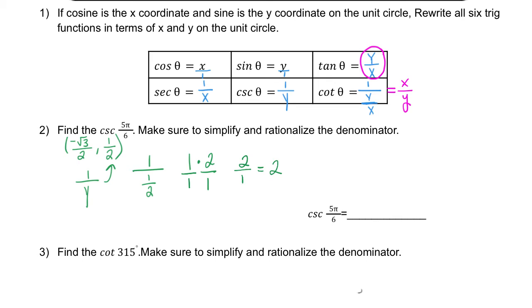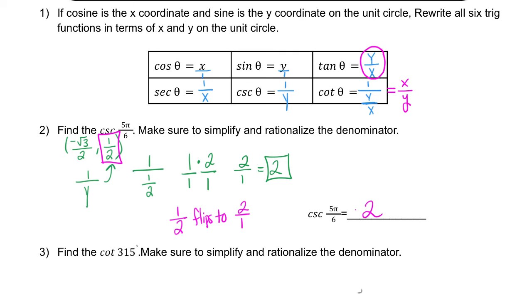Now, another way that you can look at this is by simply just looking at your y value. And since it's a fraction, you can go ahead and flip it using that reciprocal definition. When you flip 1/2, it flips to 2 over 1, which would then be your cosecant of 5 pi over 6.